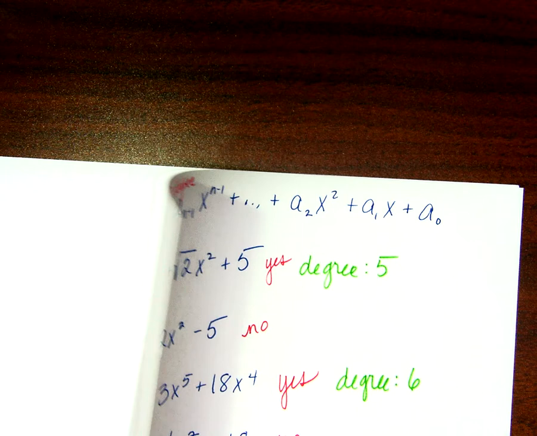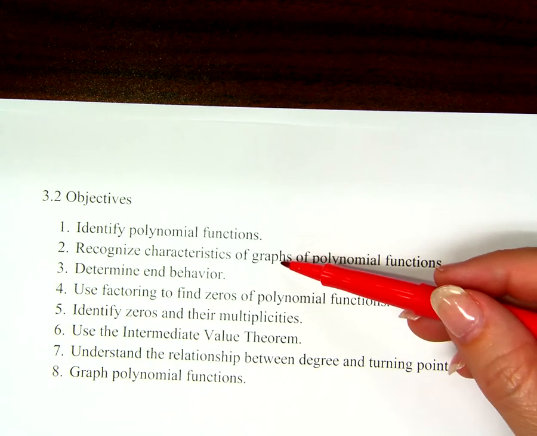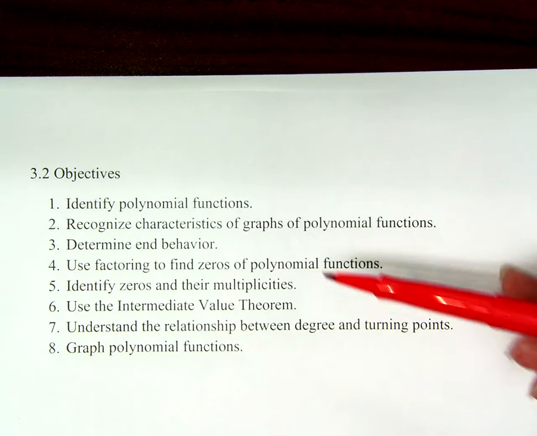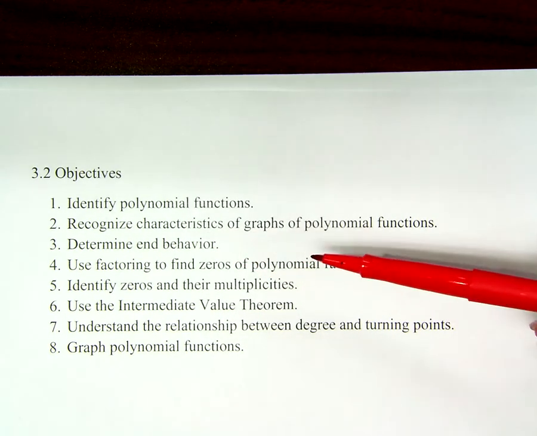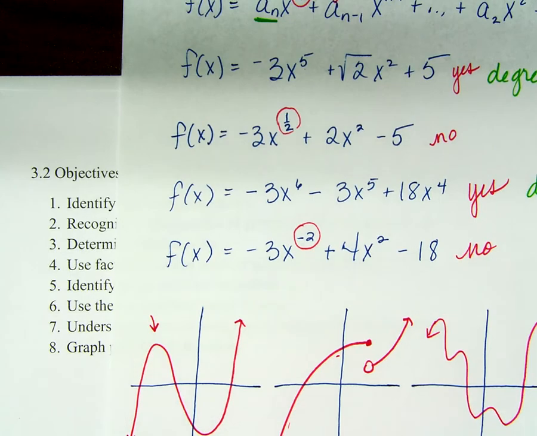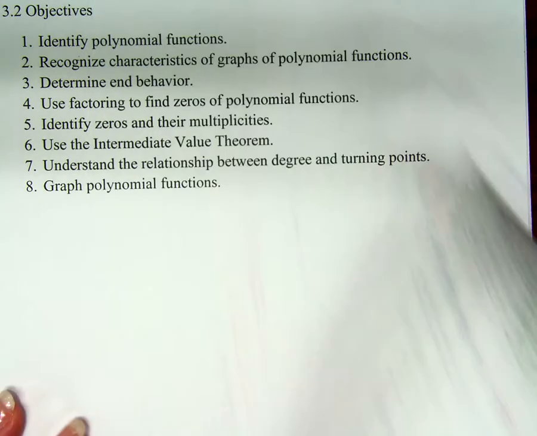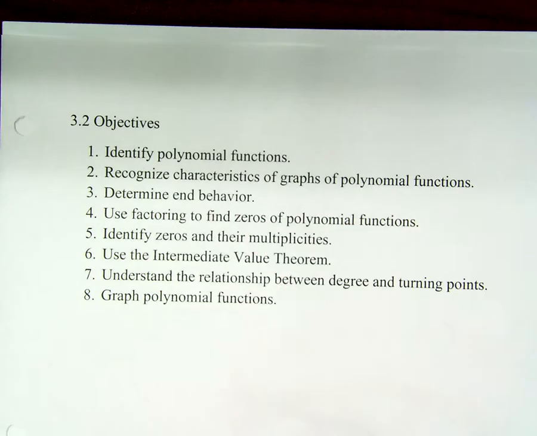End behavior. So we did really number 1 and number 2 together, recognizing characteristics of the graphs of polynomials. That was mostly the smooth and continuous right here versus the sharp or not continuous, discontinuous curves, okay? So the next thing on our objectives is determining end behavior. That means what's happening at the end.